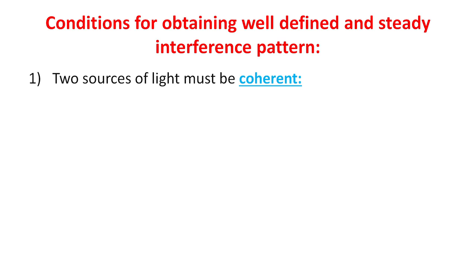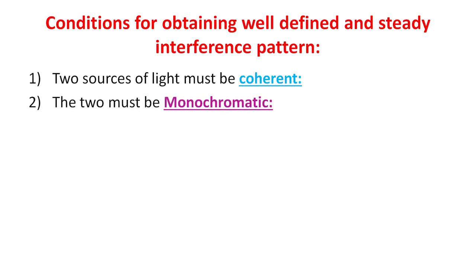For this, it is necessary that these two sources should be derived from the same original source. The changes in phase of the original source are simultaneously produced in the virtual or secondary sources and hence a constant phase difference is maintained. This condition must be satisfied to obtain a steady interference pattern. The next is two sources must be monochromatic. Monochromatic source means light having only one wavelength.